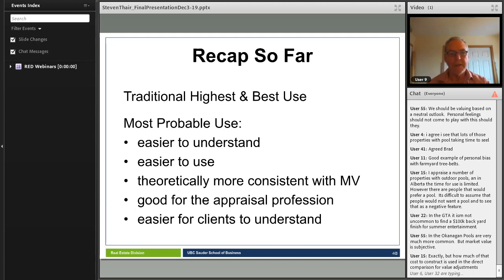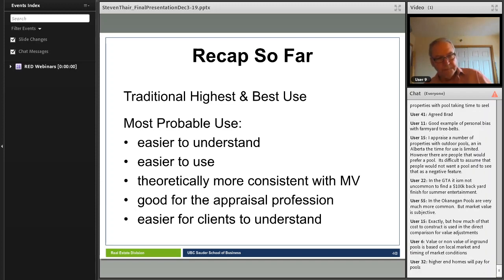Okay, so we're coming to the end of this section, getting close to the end. This is better. It's easier to understand because the words mean what they say. It's easier to use. It's theoretically consistent with the traditional or current definitions of market value. I think it's good for the profession to be developing its own advancements, and it's easier for clients and lay people to understand. Again, for the same reason as point number one.